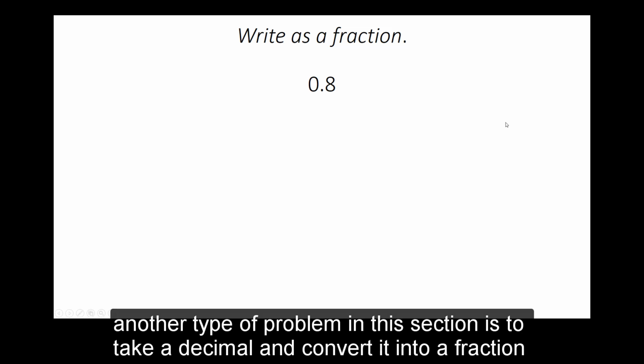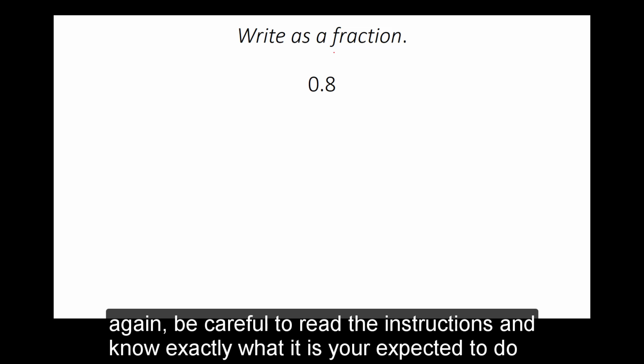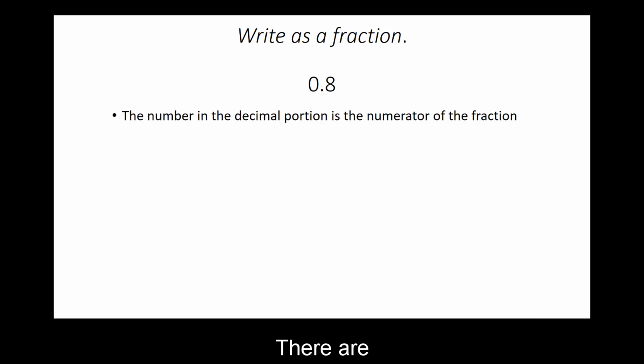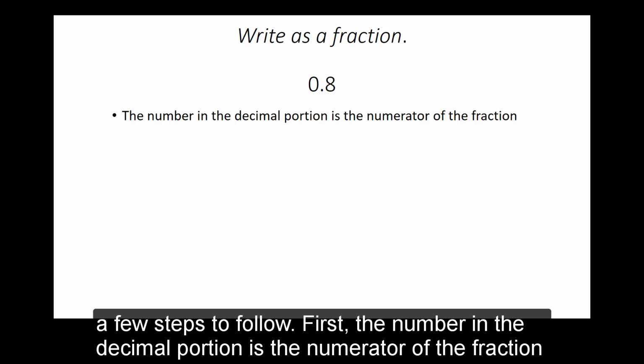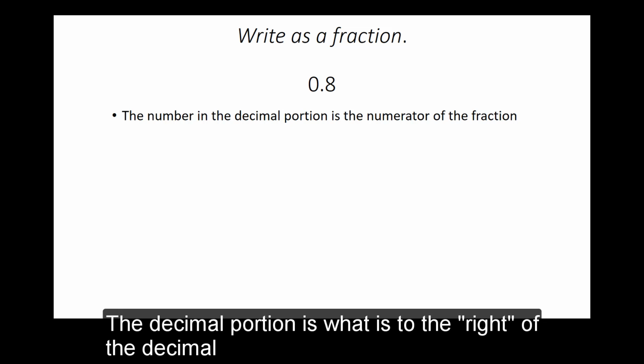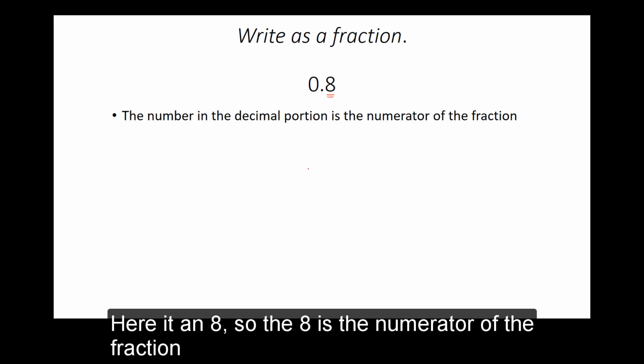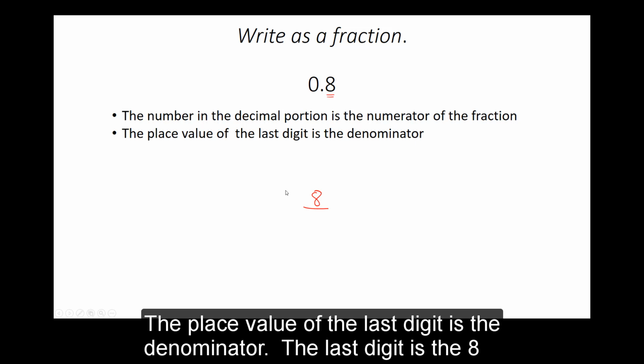Another type of problem in this section will be to take a decimal and convert it into a fraction. So again, be careful to read the instructions so you know exactly what it is you're expected to do. Okay, well, there's a few steps to follow. The first thing you want to do is the number in the decimal portion is going to be the numerator of the fraction. So in this case, when I say the decimal portion, it's what is to the right of the decimal point. Well, here it's just an 8, so the 8 is going to be the numerator of the fraction. The place value of the last digit is the denominator.